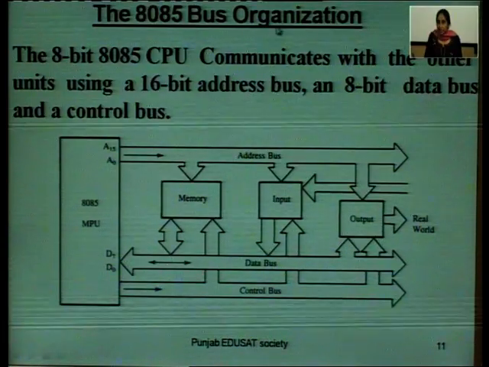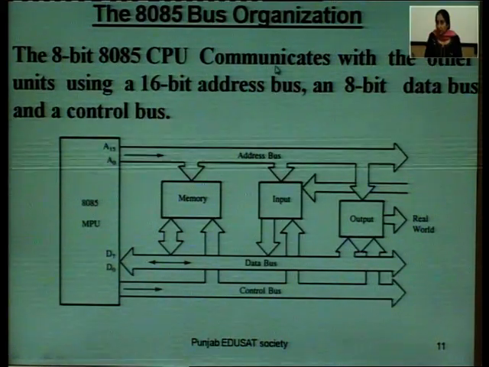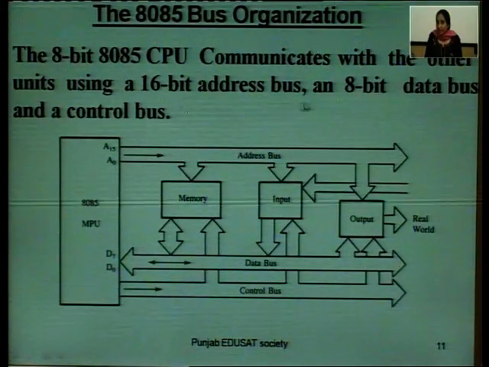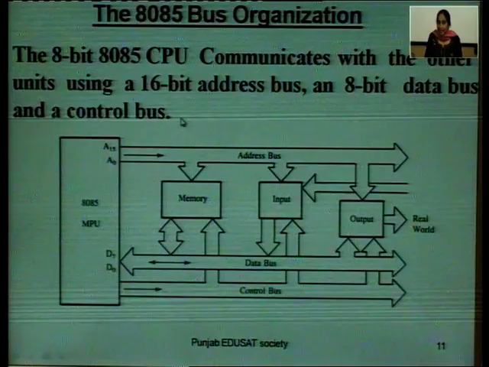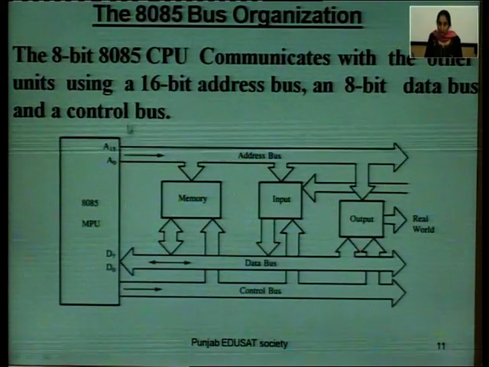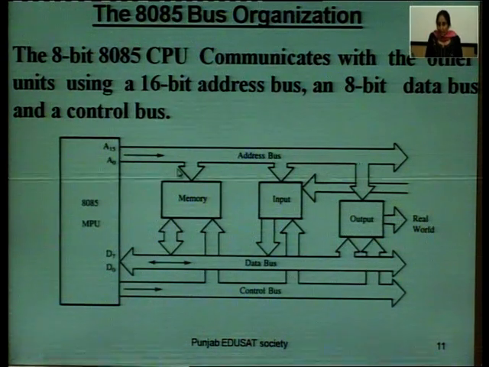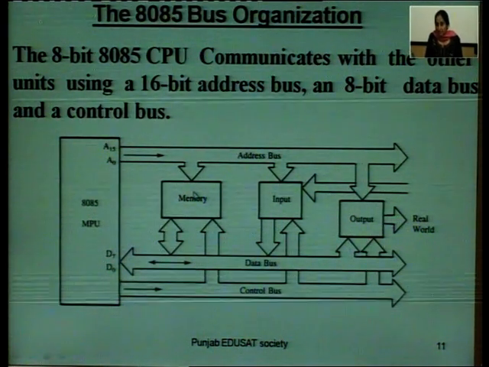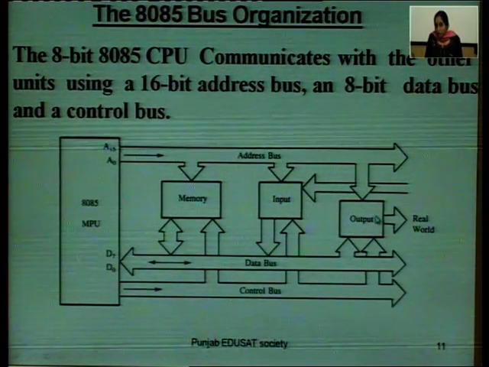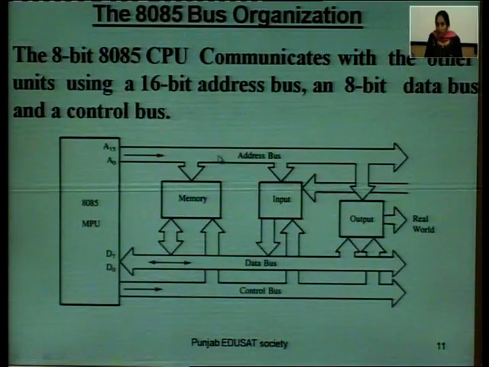The 8085 bus organization. The 8-bit 8085 CPU communicates with the other units using a 16-bit address bus and an 8-bit data bus and a control bus. Here in this diagram, 8085 microprocessor is shown. In this 16-bit address bus is shown. It will carry memory address. So, the memory capacity is 64 kilobyte and input and output address consists of 8 bits. That is also carried on low order address bus.